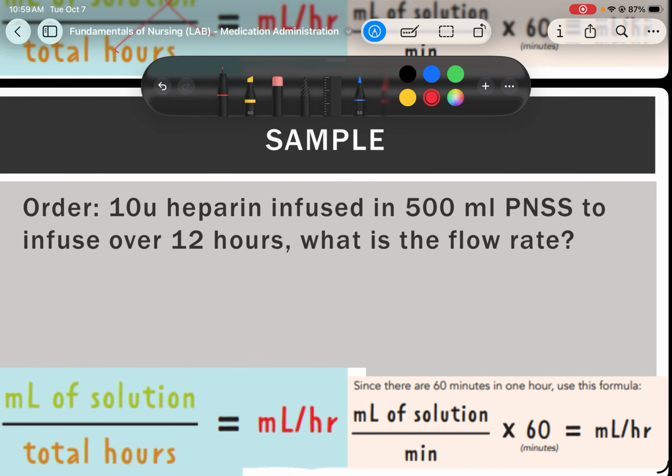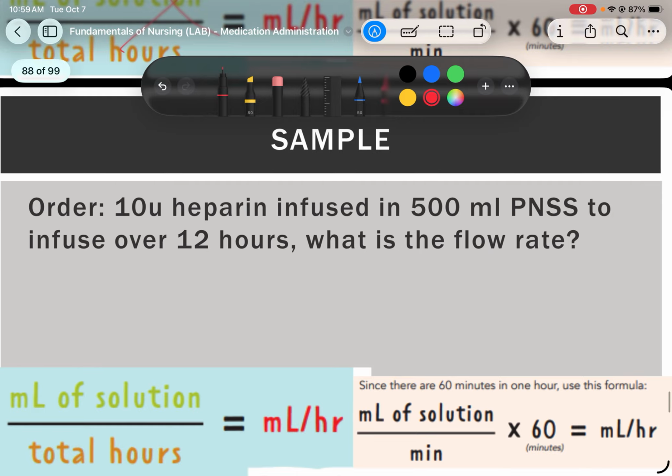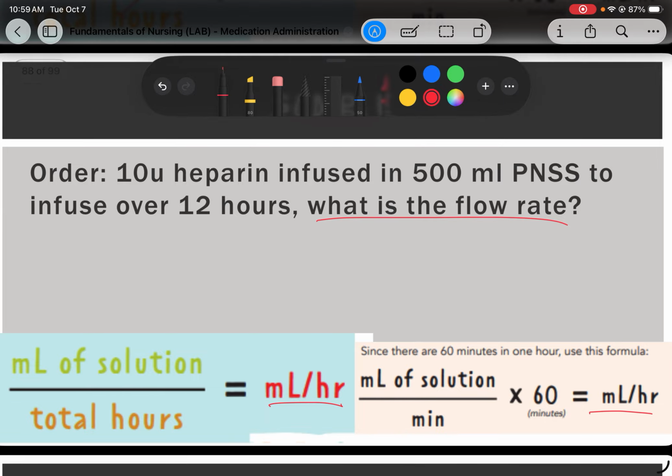Now, what if something like this? 10 units of heparin infused in 500 ml PNSS to infuse over 12 hours. What is the flow rate? Class, if you're reading this question, what is the flow rate? You know what you're looking for, diba? You're looking for ml per hour.